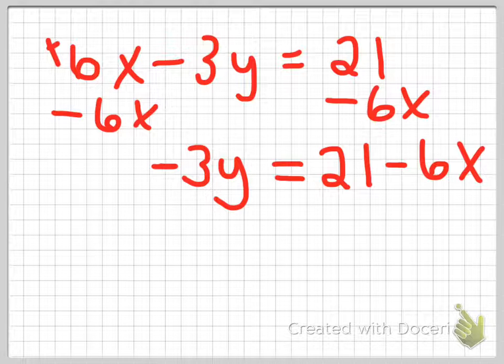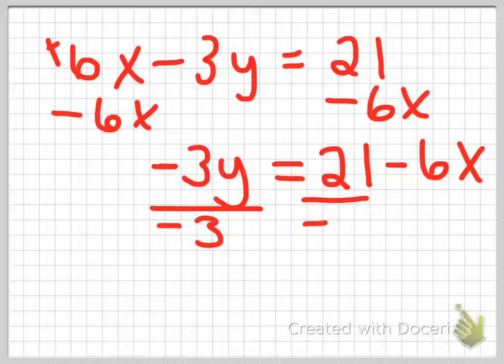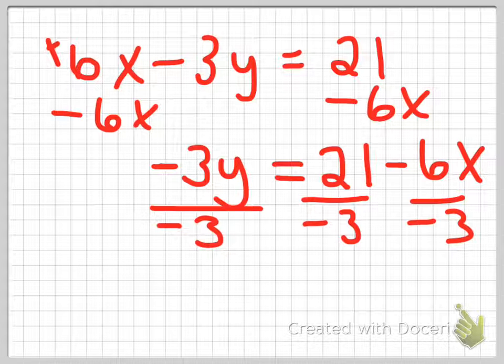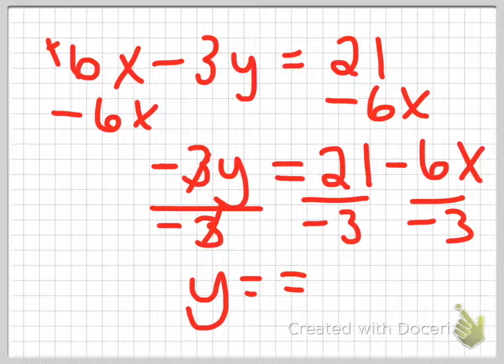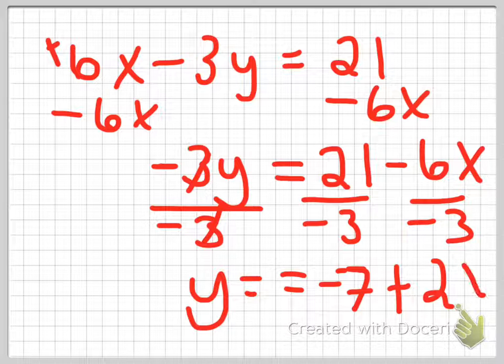That's the first step. I don't have an equation though that says y equals. I have an equation that says negative 3y equals. So I need to divide by the coefficient of y. So I'm going to show dividing every term by negative 3, which is the coefficient of y. Now when you divide negative 3 by negative 3, it becomes positive 1. So my equation now is y equals 21 divided by negative 3 is negative 7. Negative 6 divided by negative 3 is plus 2x.